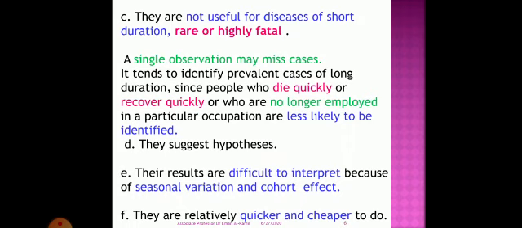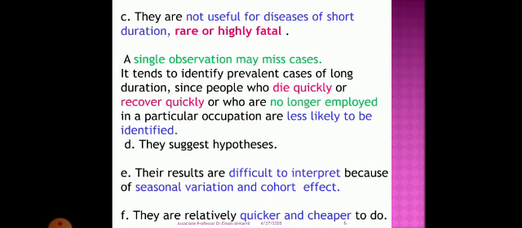So it is regarded as a starting point for other studies, which is the analytical study. We always use the cross-sectional study as a starting point in suggesting the hypothesis, and then choose the cases or the controls in the analytical study. So it is regarded as the starting point for the analytical study.